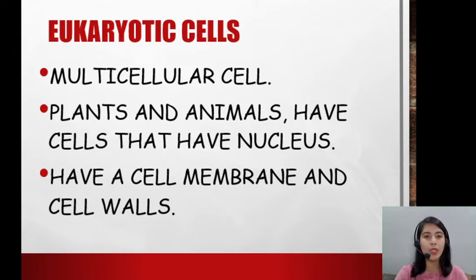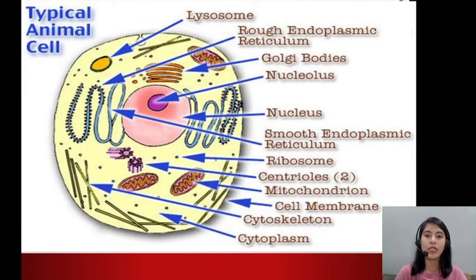Okay? So, let's go now to the structure, the function, and the parts of animal cell and plant cell. So, magsimula muna tayo sa animal cell. So, eto ang itsura or a common picture of an animal cell, a typical animal cell. So if you were going to describe its shape, it has a circular or a rounded shape.